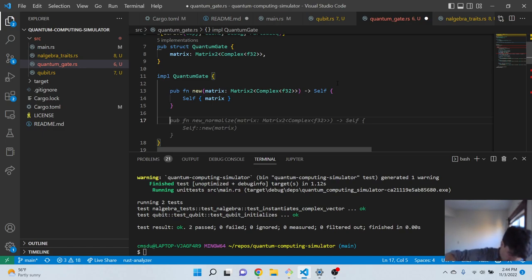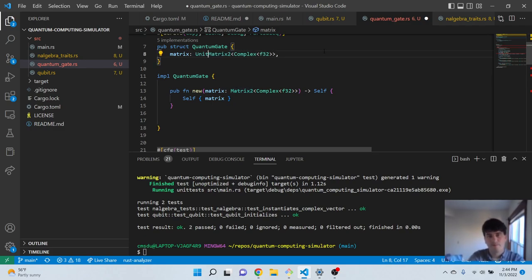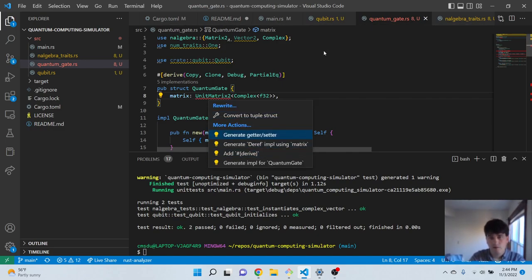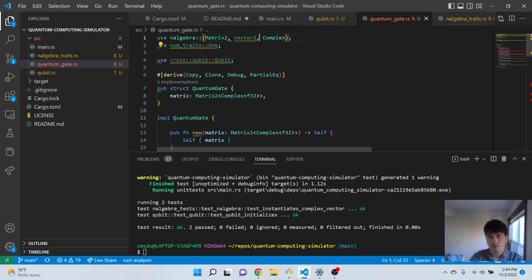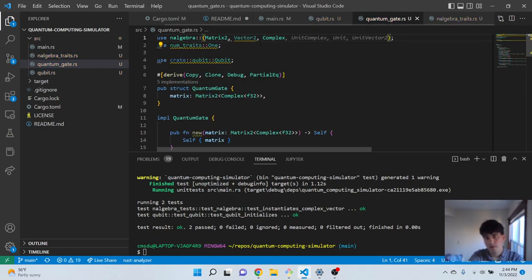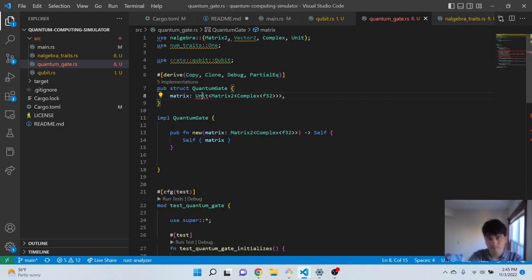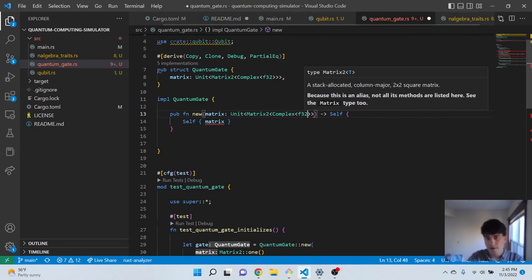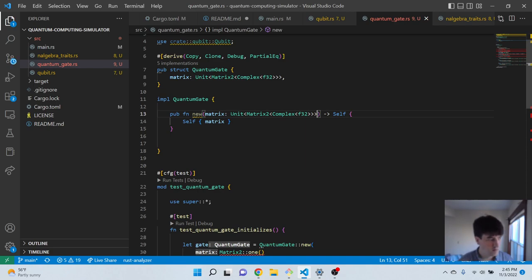It is, so my quantum gates have to be unitary. They have to be unitary. So actually, this needs to be a unit matrix. Can I do this? Interesting. I cannot. But I think I can do unit of this. I can. Because our matrices need to not convert unit vectors to non-unit vectors, right?